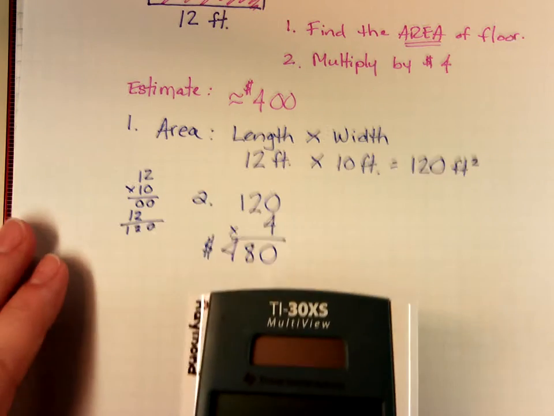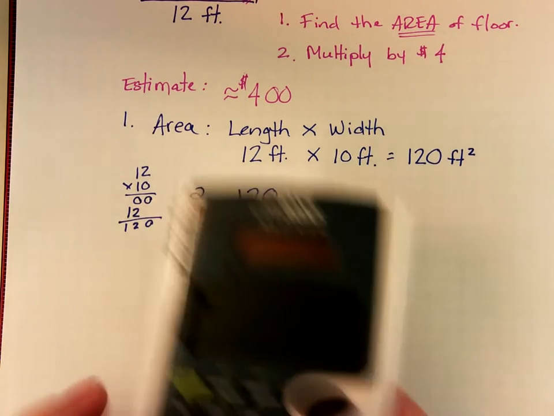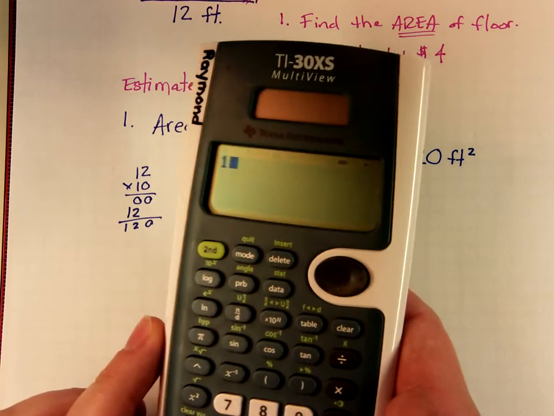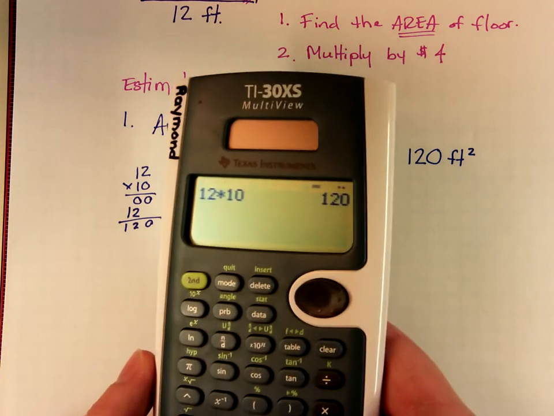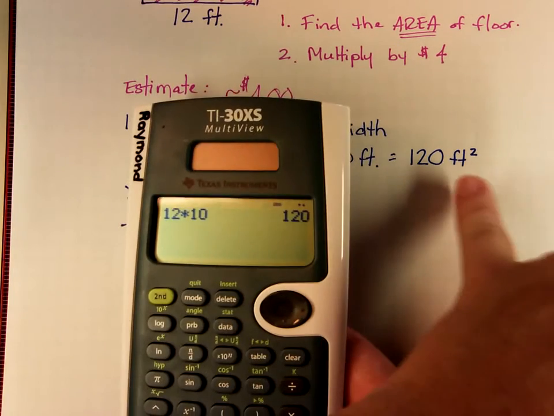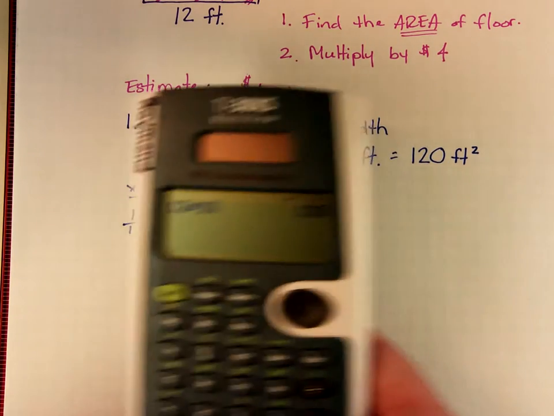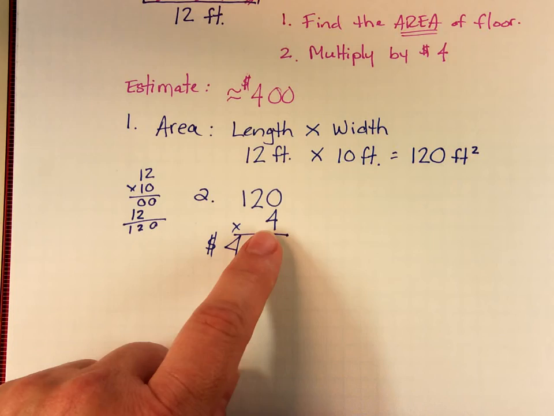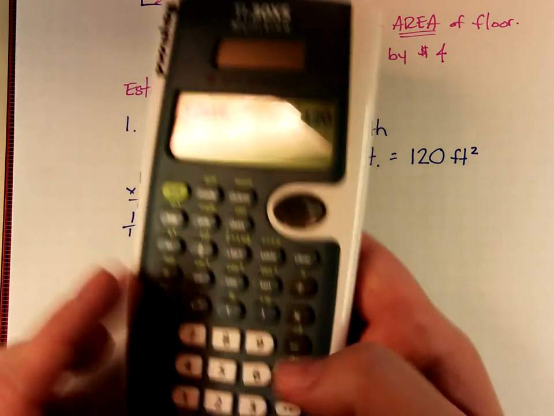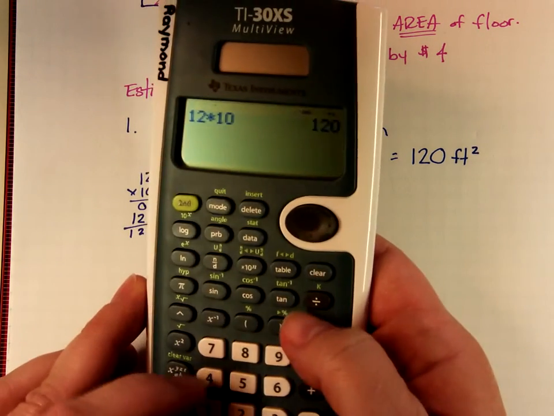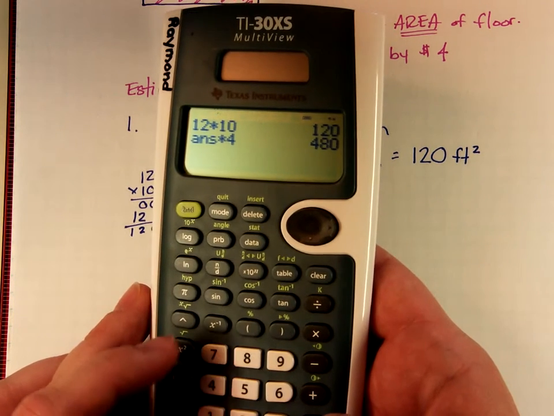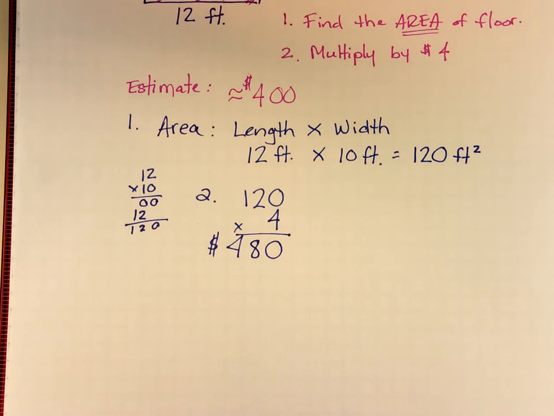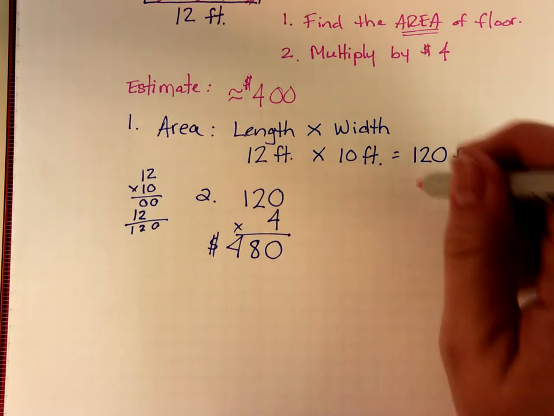Let's double check 12 times 10. 12 times 10, enter, and we get 120, and that's what we got here. Excellent. Now let's double check 120 times 4. 480, is that what we got? Yes, we did. We double checked both of these.